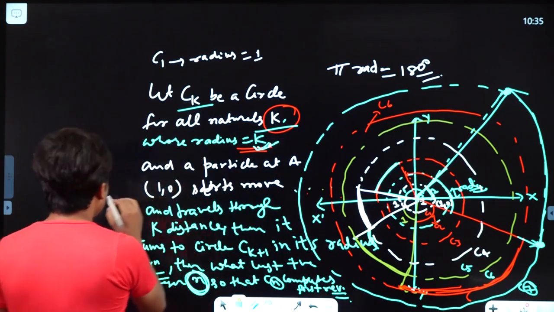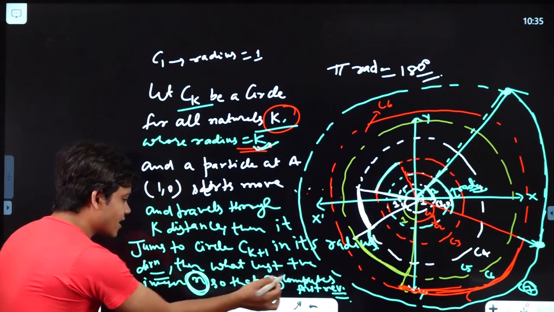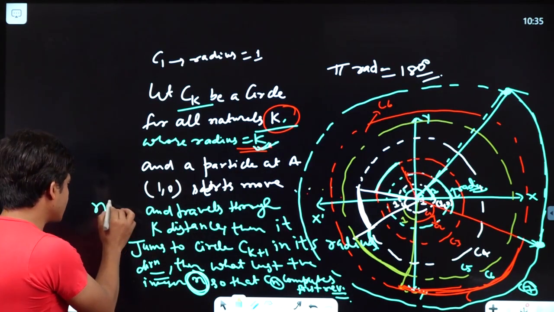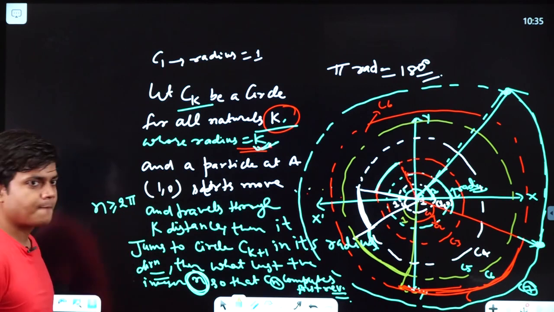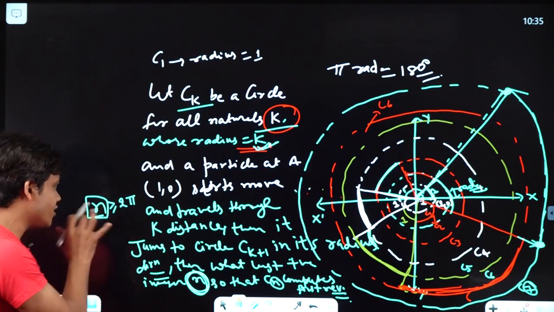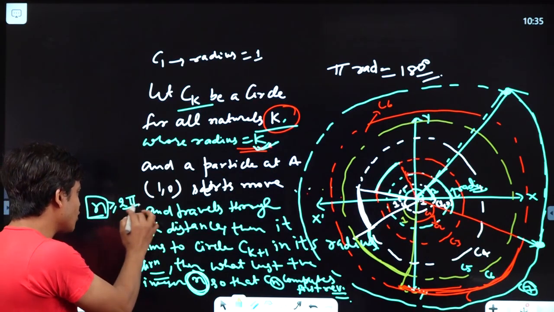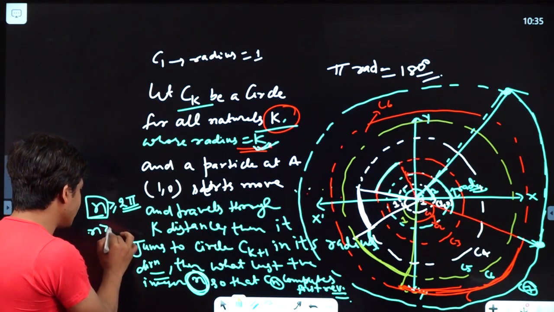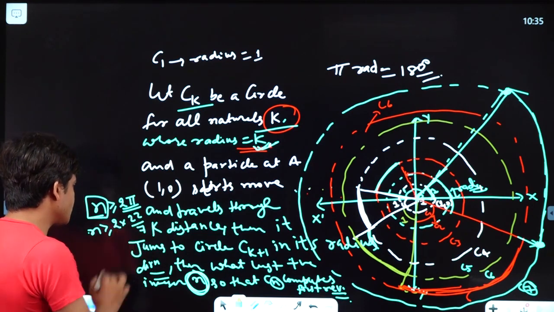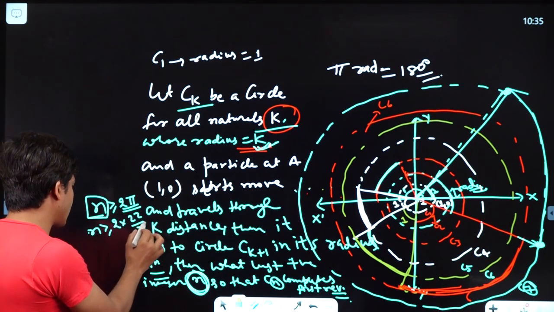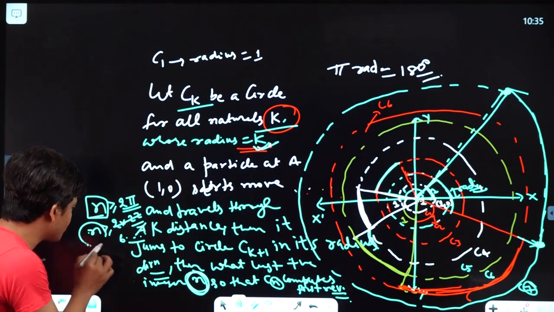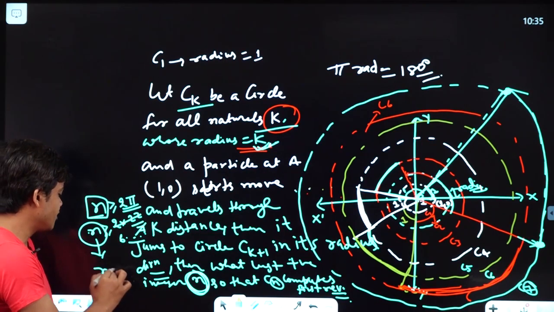If Cn completes one complete revolution, then certainly this n will be greater than or equal to 2 pi. So we have to find the least positive integer n which is greater than or equal to 2 pi, that is, 2 into 22 by 7. And 2 into 22 by 7 is 6 point something. So the first integer which is greater than 6 point something is 7. So n equals 7.